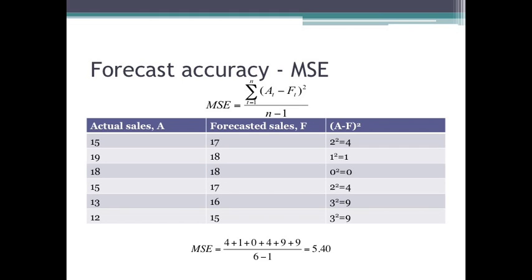So you take those error results we got before, and you square those. So for week 1, the error was 2. 2 squared is 4. For week 2, the error was 1. 1 squared is equal to 1. For week 3, the error was 0. Well, 0 squared is 0.